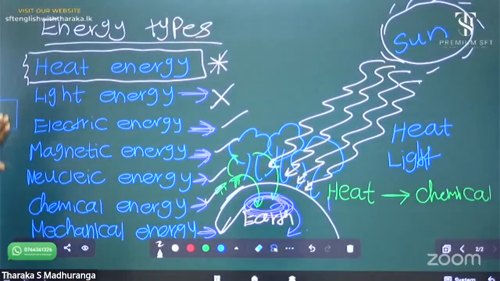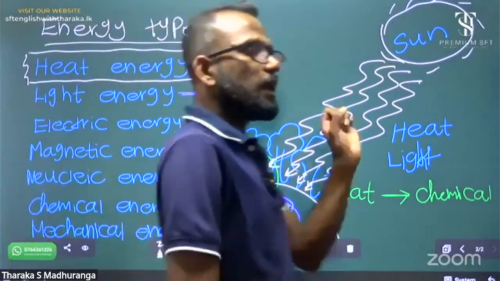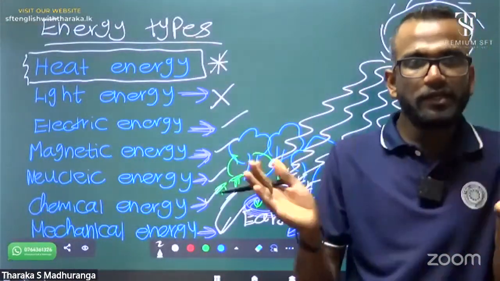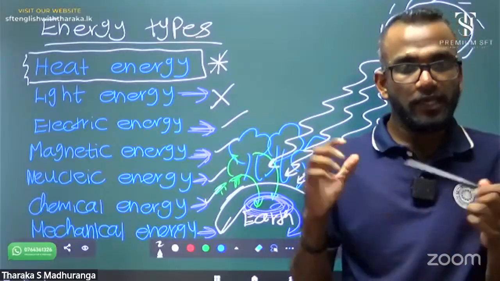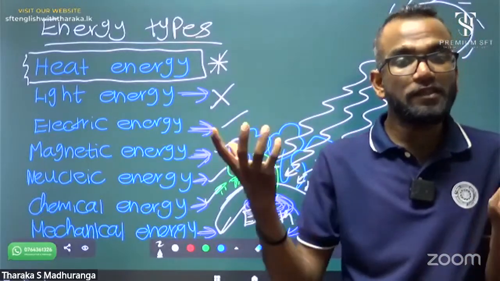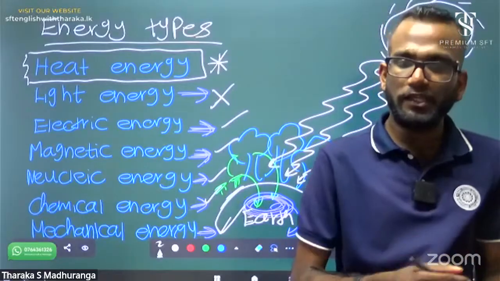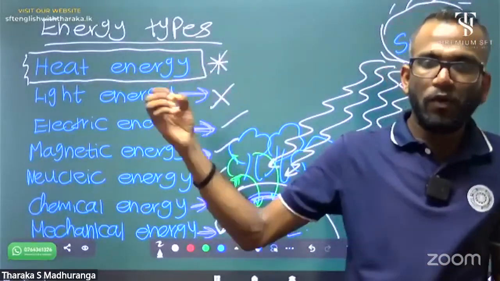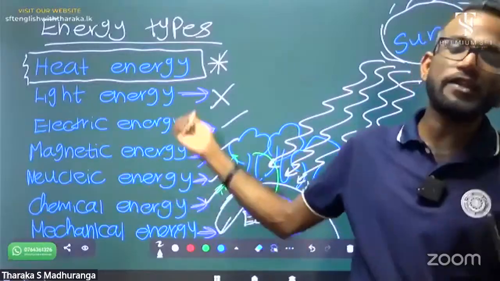Okay, they are the different energy types. Among them, on Earth, the main energy type is heat energy. Heat energy is the base, the main energy source. All energy types start from heat energy.